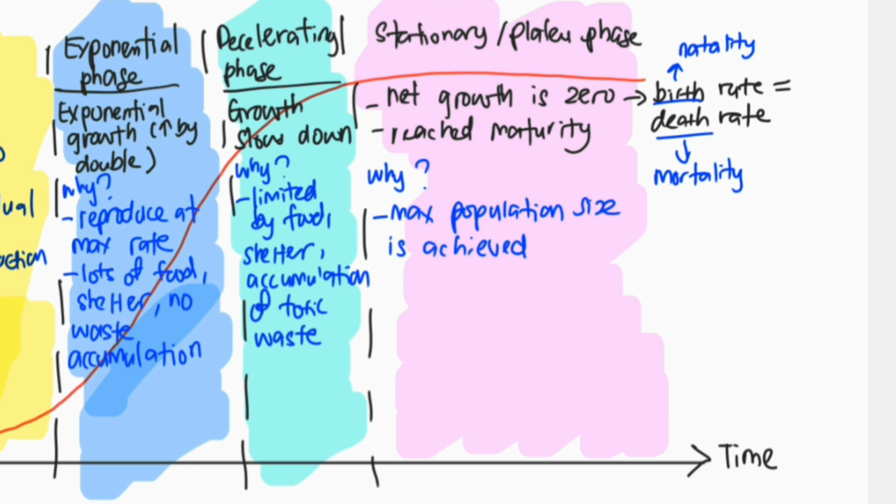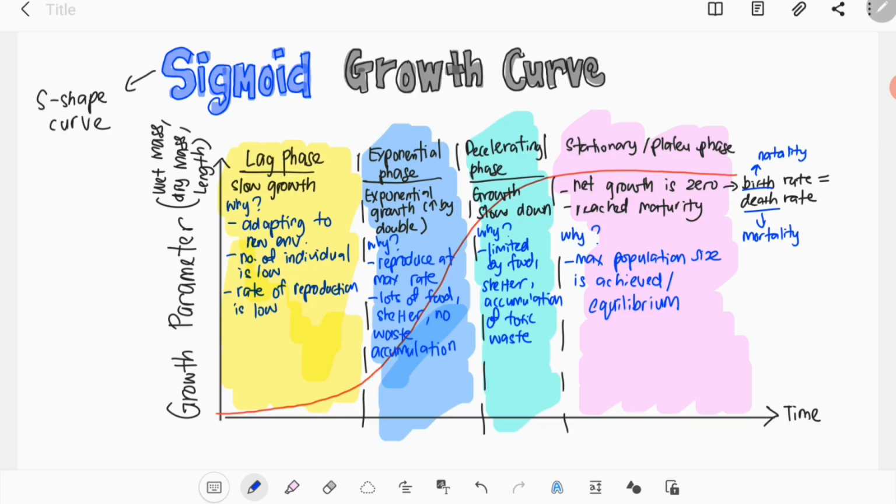So kenapa dia punya net growth is 0? Sebab population sudah reach maturity. So maksudnya size itu tak akan bertambah, tak akan berkurang, tapi dia akan remain static sahaja, stationary sahaja. So why? Because the population already reached maximum population size ataupun equilibrium. So itu adalah stationary phase ataupun plateau phase of sigmoid growth curve. So that's it for sigmoid growth curve.